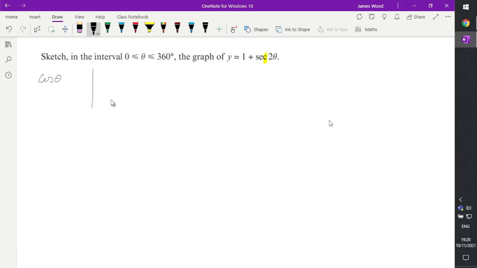So cos theta obviously looks like this, 0, 180, 90 there, 270, 360. So the graph of sec theta is going to look like this.